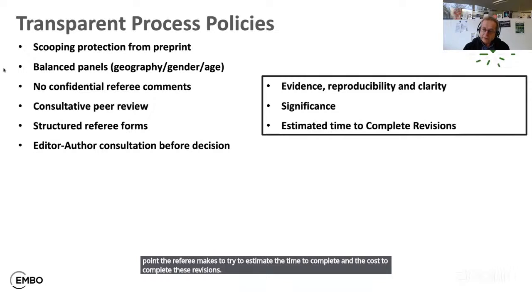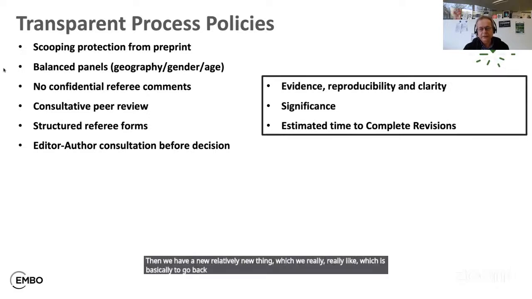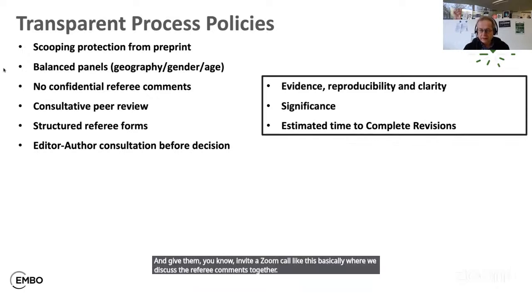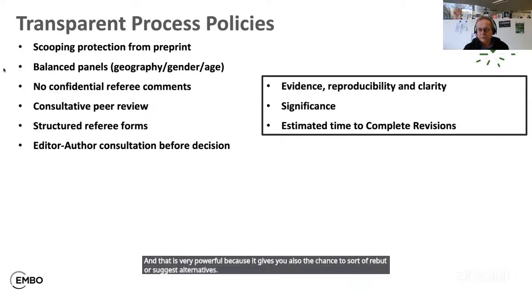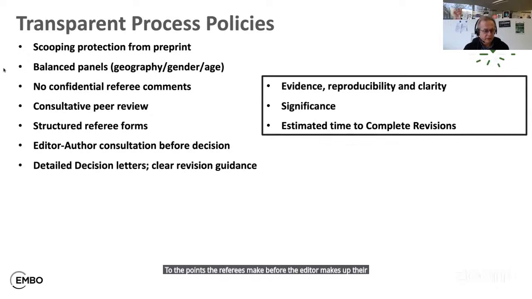Then we have a relatively new thing, which we really like, which is basically to go back to the authors before we make a decision. So when we get the three reports in, we send them to the authors and invite them to a Zoom call like this, basically, where we discuss the referee comments together. And that is very powerful because it gives the authors a chance to rebut or suggest alternatives to the points the referees make before the editor makes up their mind on what to do with the paper.